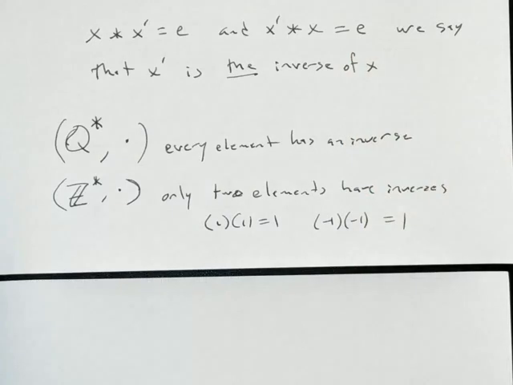Now that means that there's a hierarchy here. I can't even think about inverses until I know what the identity is. I have to know what the identity is, and then I can say, all right, for this operation I have an identity, now let me look at inverses.